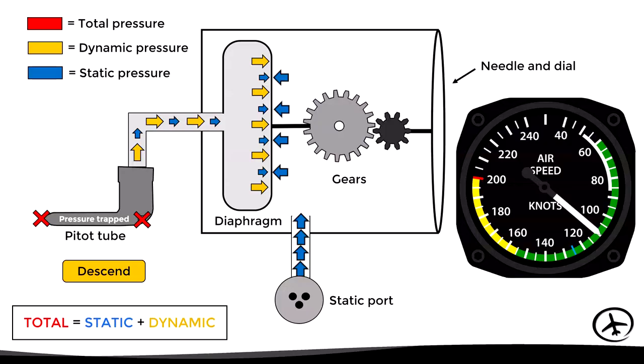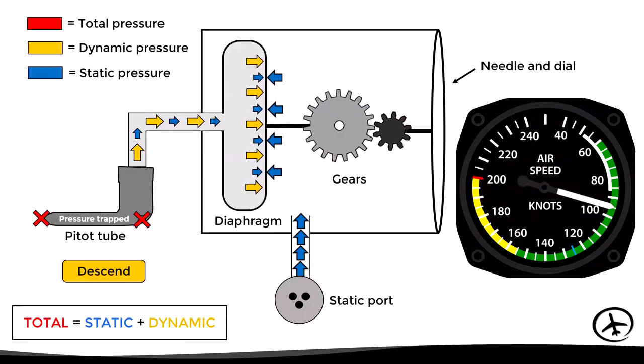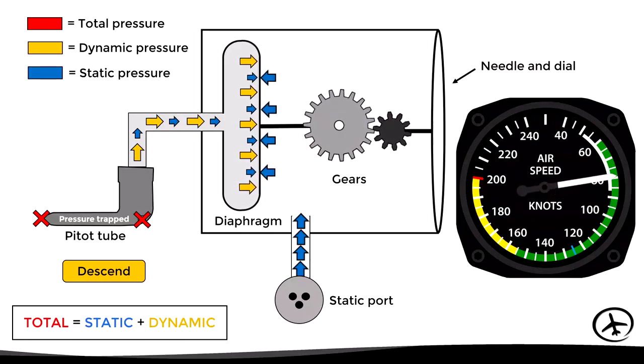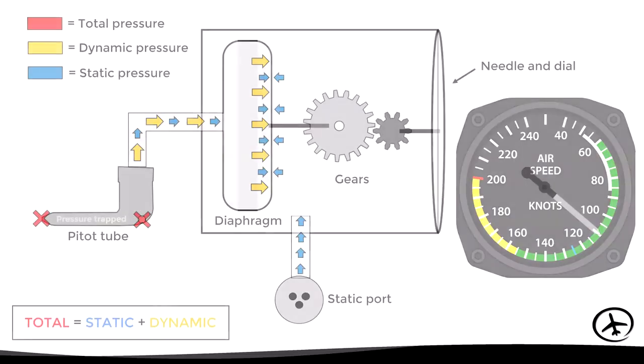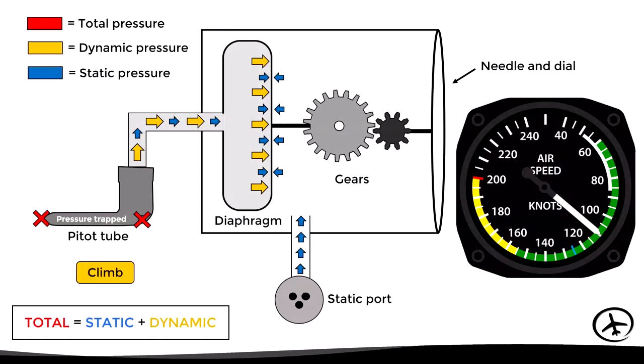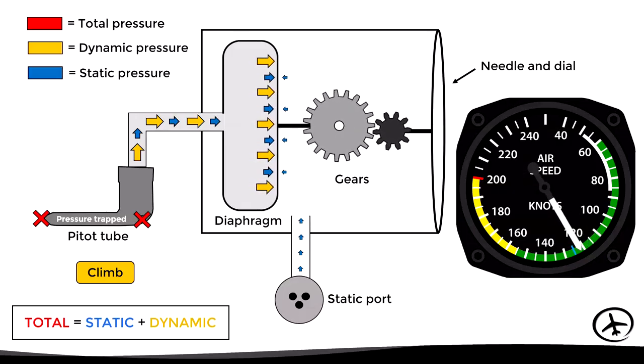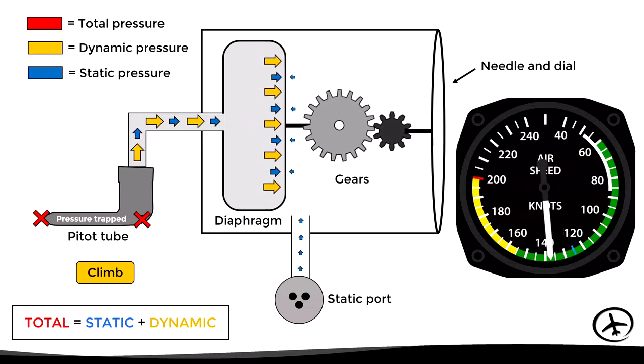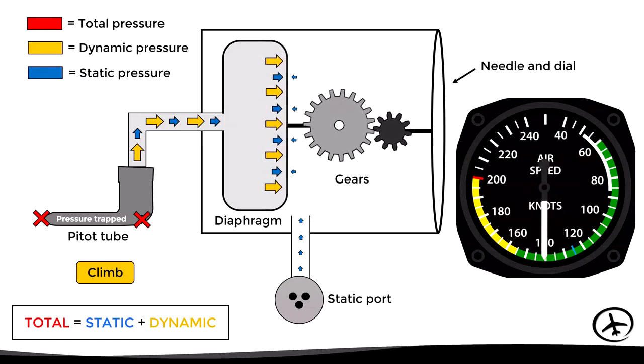With this, we can now observe that the static pressure inside and outside the diaphragm is different. In this case, the higher static pressure outside the diaphragm will cause the diaphragm to contract, causing the instrument to indicate a lower speed. On the other hand, if the aircraft climbs, the opposite will happen. In this case, the static pressure outside the diaphragm will reduce, causing it to expand and therefore making the instrument indicate a higher airspeed, as we can see in this example.